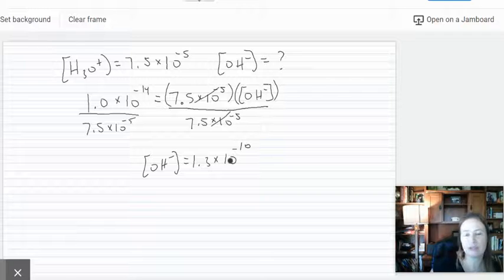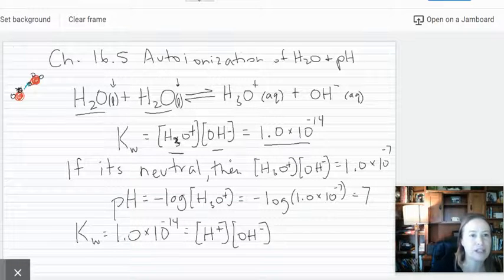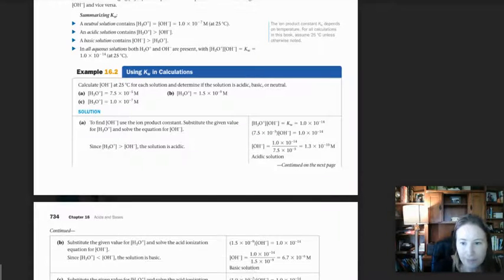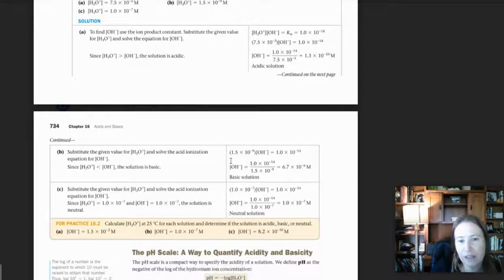So that's how you solve these. It's an algebra equation where you have two possible values, they give you one, and you use algebra to solve the other one. Let's see if they got that in the book. That was A. Yes, they did. So see, they're using this equation to set it up. They plug in the 7.5 times 10 to the negative fifth for H3O plus, and then they solve for OH minus by dividing, and that's what they got.